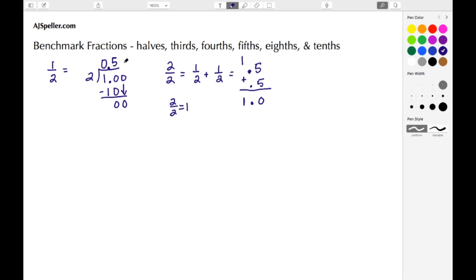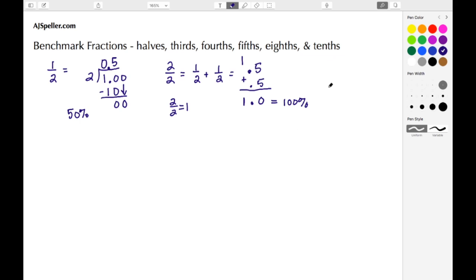Now, if I want to change these into their equivalent percentages, I just move my decimal point 2 places to the right, or I multiply by 100. So in this case, 1/2 is the same thing as 50%, and of course, 2 halves is the same thing as 1, which is the same thing as 100%.